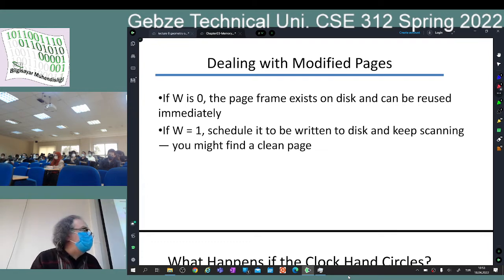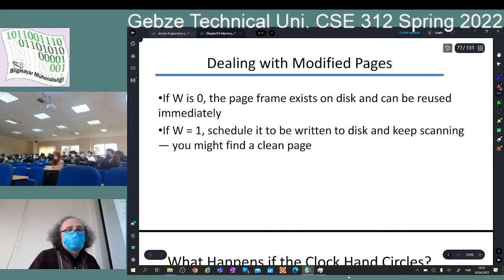So again, a nice feature of this algorithm is that I don't have to wait until that page is written. I am just scheduling it. Whenever the operating system finds time, it will write it to the disk. Okay, that's the modified pages.